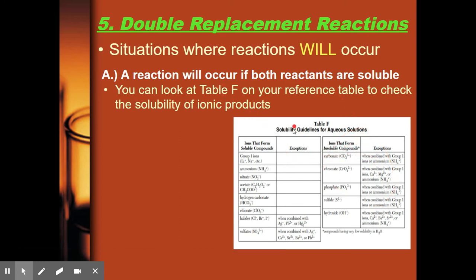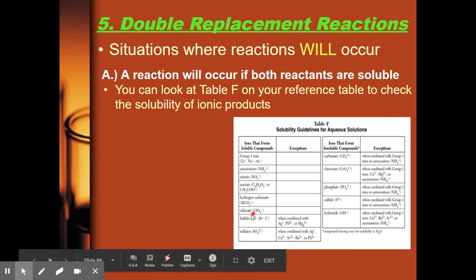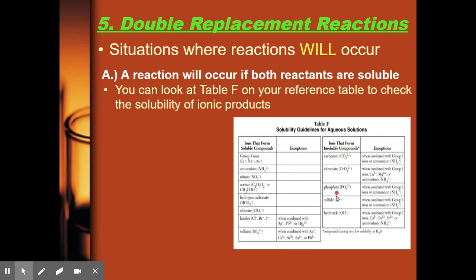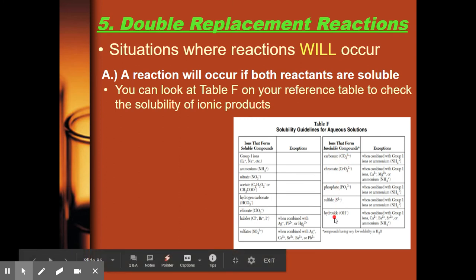There are general trends. You can see here, group 1 ions are always soluble, ammoniums are soluble, nitrates, acetates, hydrogen carbonates, chlorates, halides, and sulfates. But if you get down here, there are exceptions for the halides and the sulfates. And over here, ions that generally are insoluble are carbonates, chromates, phosphates, sulfides, or hydroxides. But there are exceptions for these.